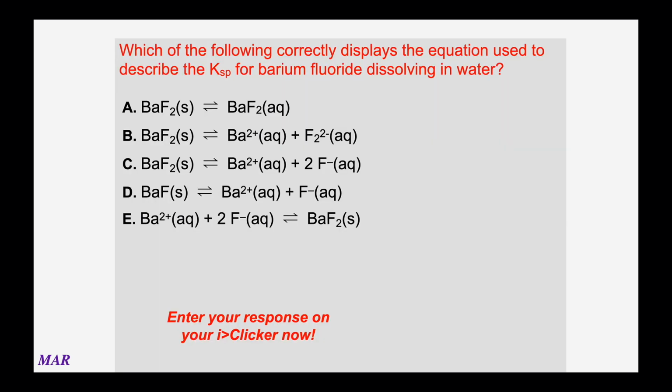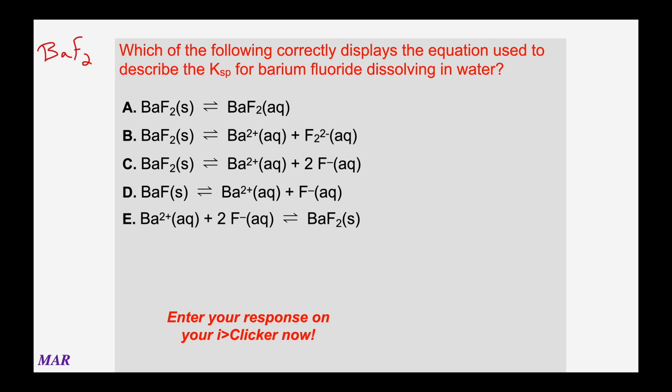So here's a question you might see. Which of the following correctly displays the equation used to describe the Ksp for barium fluoride dissolving in water? The first thing you must know is what exactly barium fluoride is. Well, barium is a group 2A alkaline earth metal, so it has a positive 2 charge. Fluoride is a group 7A nonmetal with a negative 1 charge. So when barium and fluoride come together, it's going to be BaF2. BaF2 is the formula for barium fluoride.